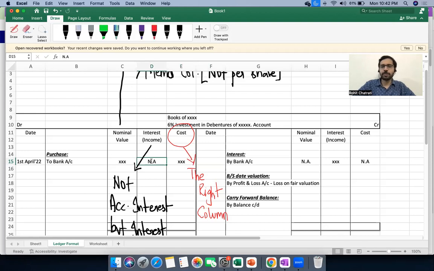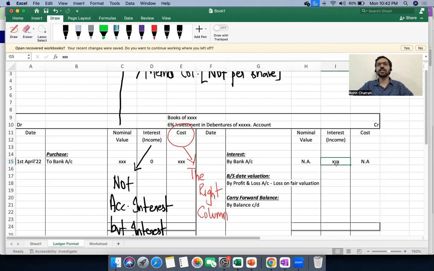Instead of not applicable, let me write it as 0, because later on we will actually see that at the time of purchase also, we will recognize some value in the interest column. So now let us assume it is 0. When we receive interest, it's bank account debit to interest. Therefore, on the credit side, I am going to write by bank account. I will have some value that is being written in the interest column.